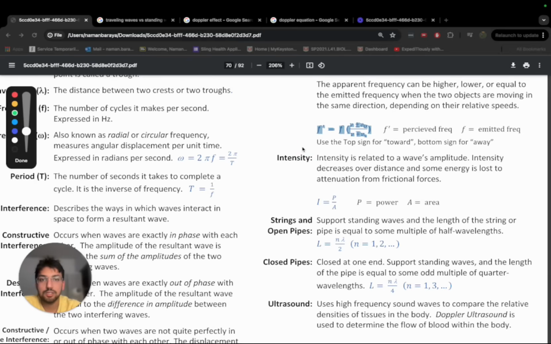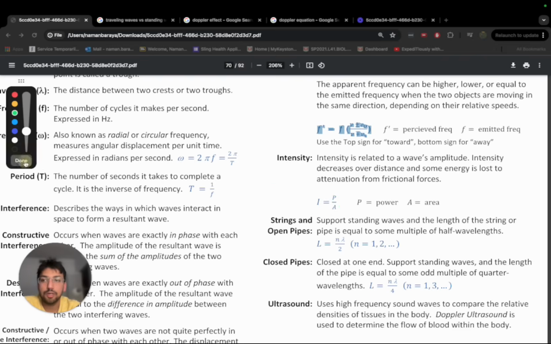Okay, then the next thing is intensity. So intensity is just related to amplitude. It decreases over distance and some energy is lost due to attenuation from frictional forces, but it's really important to know this equation. Intensity is equal to power over area. So the more power you have over a smaller area, that's how intensity increases.